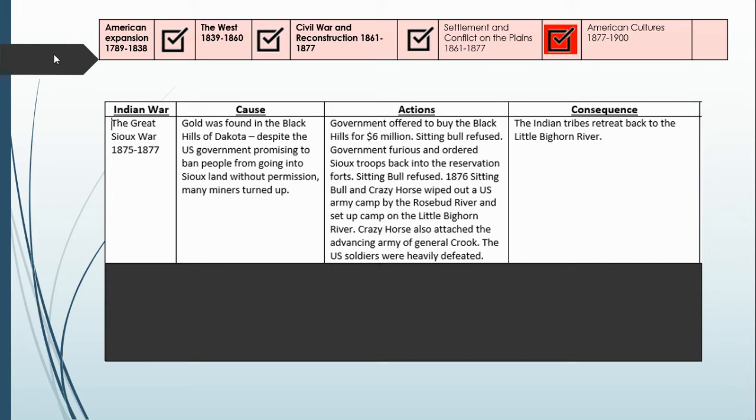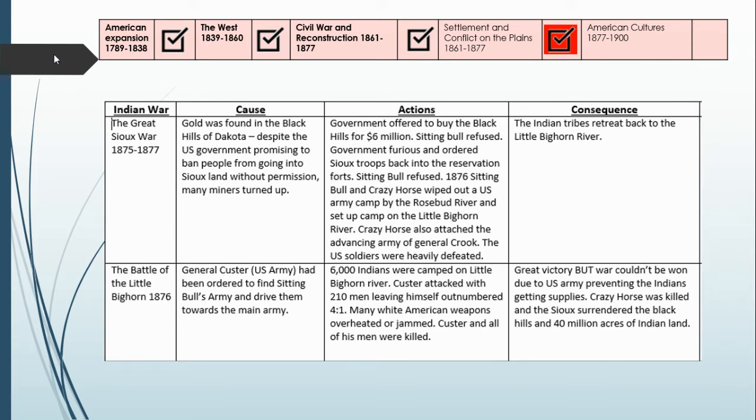The Indian tribes retreated back to the Little Bighorn River, and they sit and wait, hoping that this will be the end of the violence. Unfortunately, again, this is not the case. So finally, we have the Battle of the Little Bighorn, 1876.